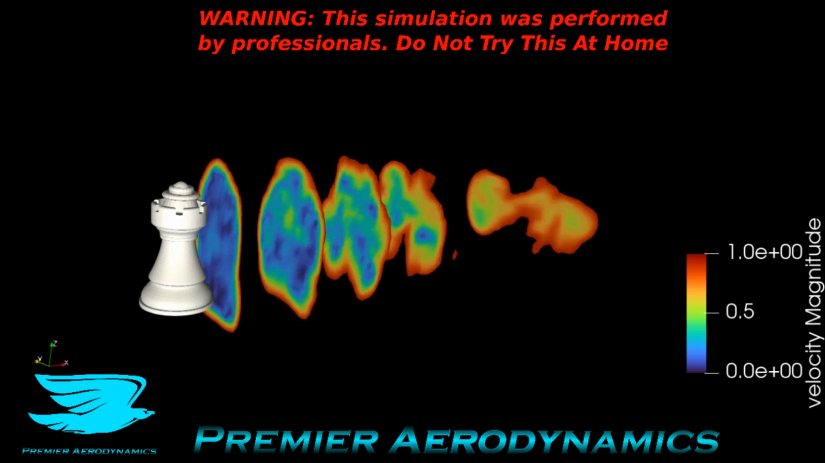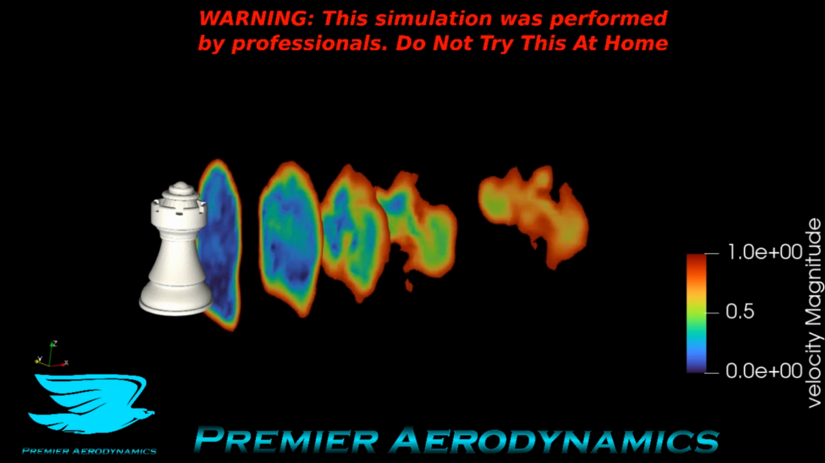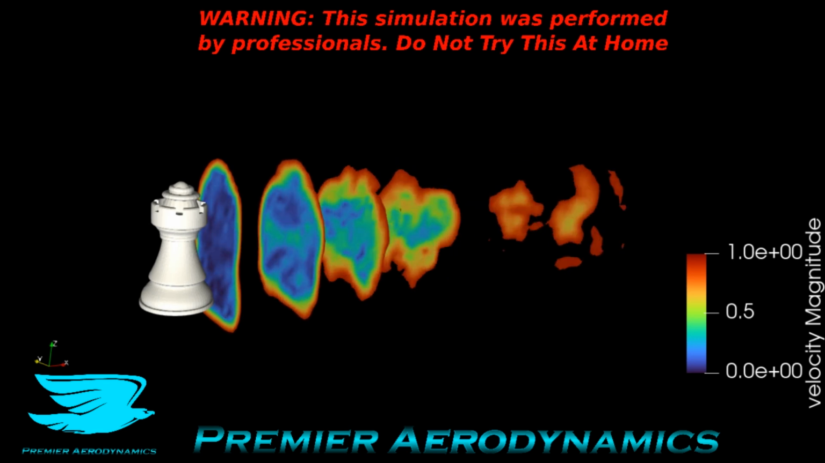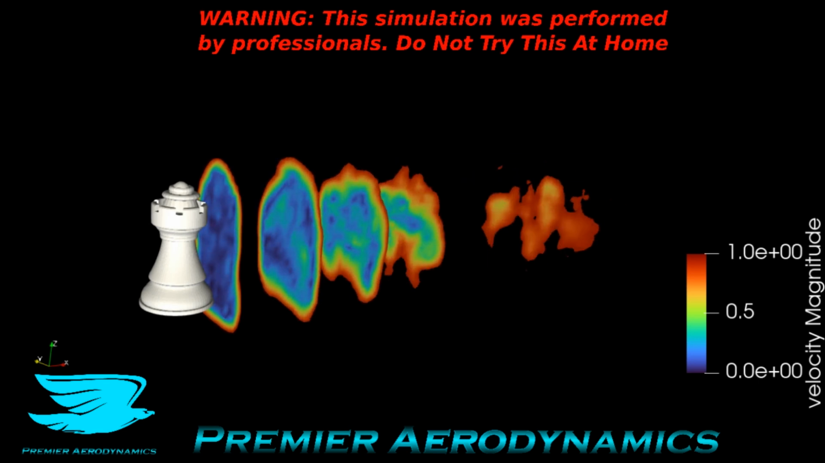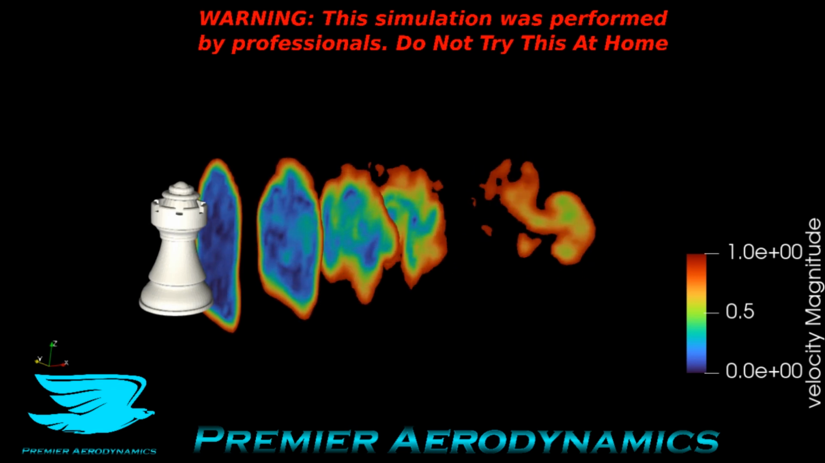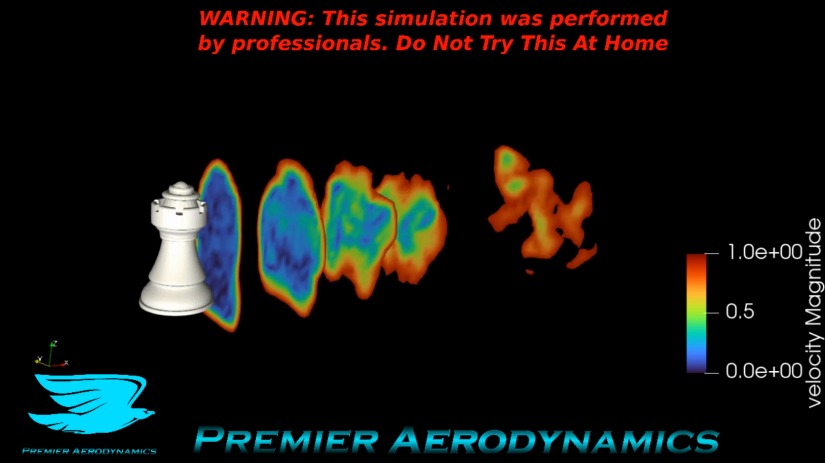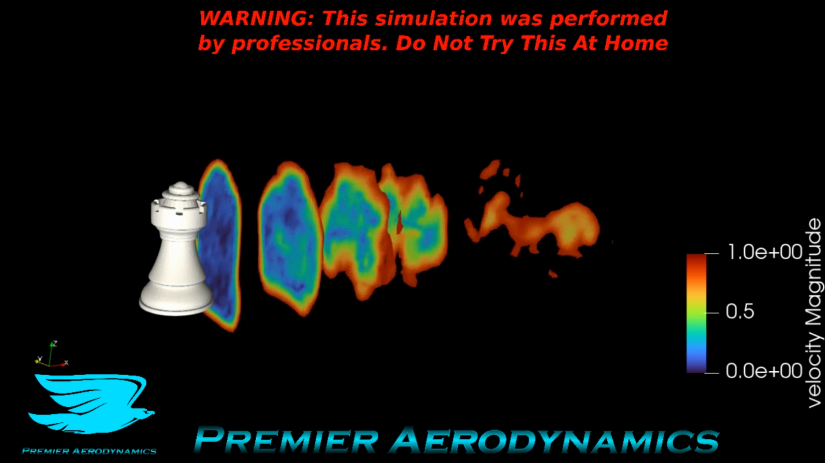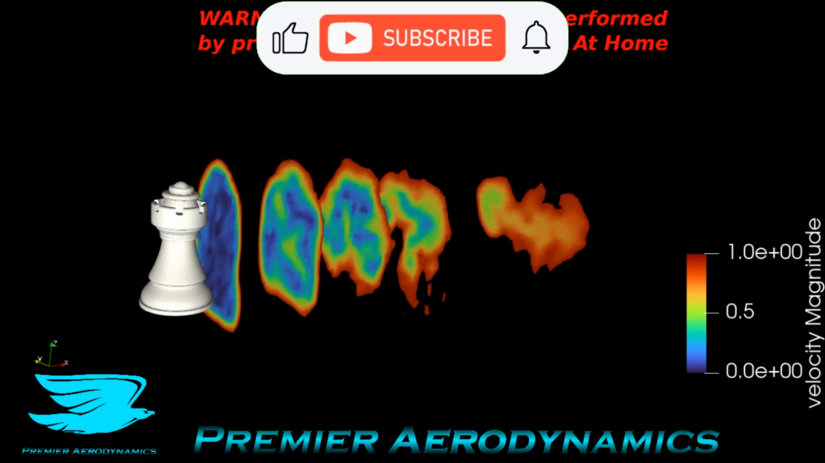Anyway, we have a chess piece here. It's a king, effectively, and we have some x-planes cut, and we can see the velocity magnitude, so effectively just the wake. And we see that the chess piece itself, to begin with, the wake is quite representative of the chess piece in terms of its geometry.